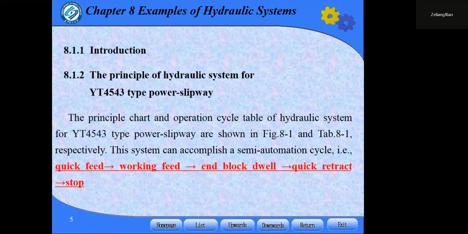First is the introduction. Combined machine tools are one type of machine tools with high efficiency and a high degree of automation, which are used for special purposes. They consist of a standard unit and some special units.